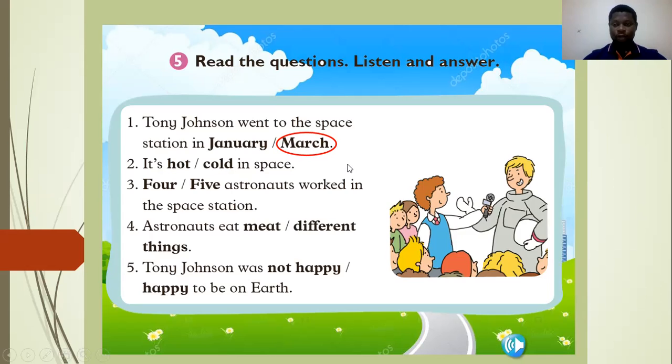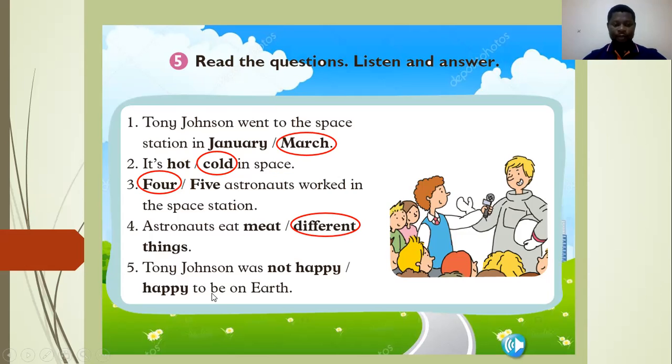Let's find out if you have it correct. Cold in space. 4 or 5 astronauts work in the space station. Do you have it correct? Is it 4 or 5? 4. Do you have it correct? Astronauts eat meat or different things. Which is correct? Eat meat or different things? Different things.